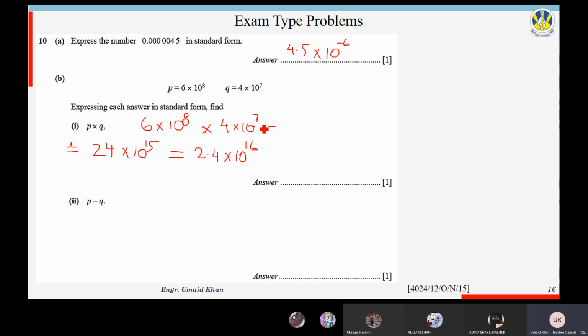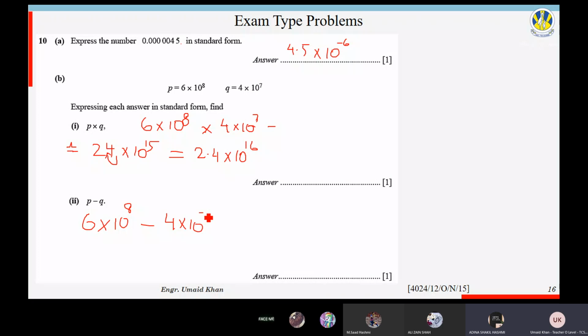So 10 raised to power 8 and 10 raised to power 7: when you multiply them, the powers will be added. No need to make the powers the same. Even if they are different, they will just be added. And 6 will be multiplied with 4, you will get 24. Now you have to move the decimal to this place. Initially, the decimal is after 4. You have to move one digit to the left. So when the decimal is moved to the left, the power of 10 is increased by the number of digits moved. You have just moved one digit, so you will add 1 to 15 and you will get 16. Okay, clear?